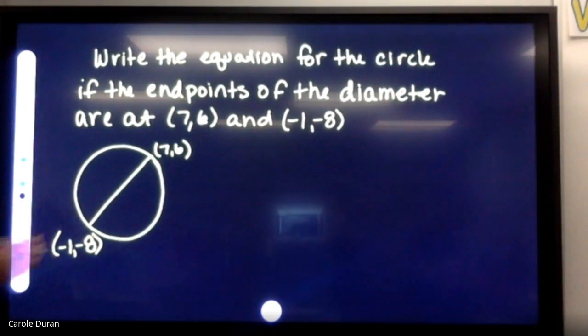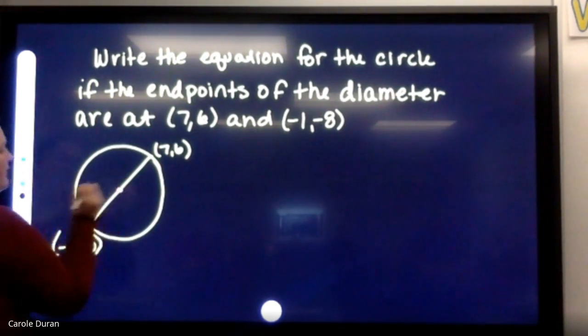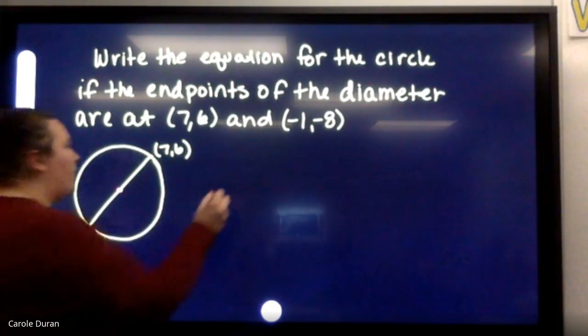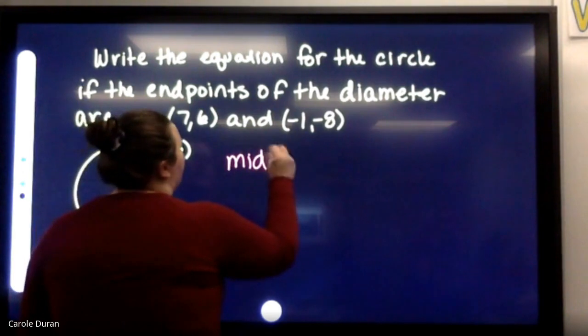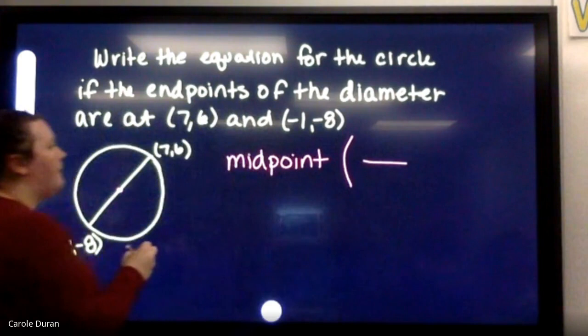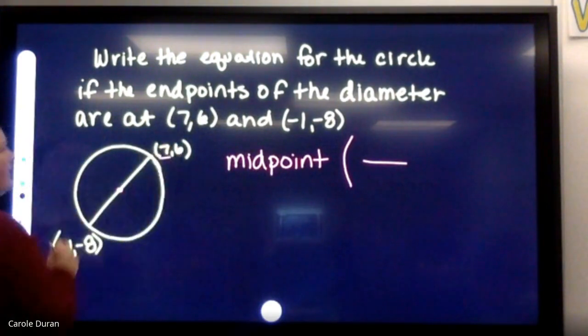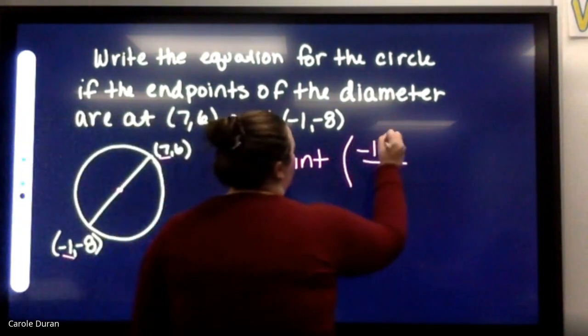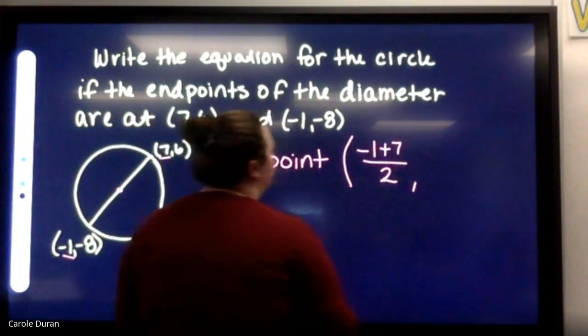So not only does it go through the center, but the center of my circle is the halfway point between each of these endpoints. So I can use the midpoint formula to find the center of this circle, because midpoint literally means halfway point. The midpoint formula tells me I'm going to take the x coordinates, add them together and divide by 2. So my x coordinates here are -1 and 7, and I'm going to divide by 2.